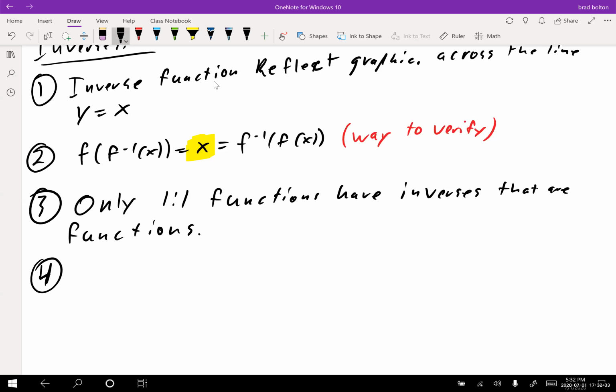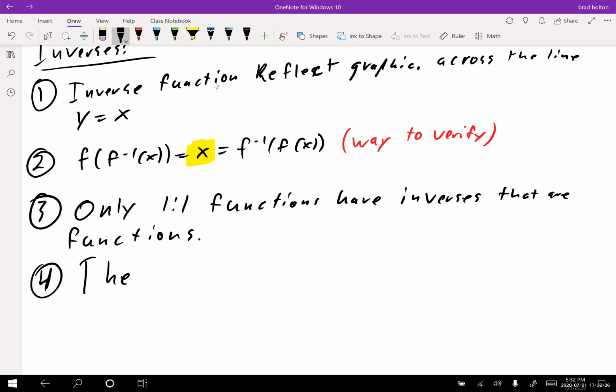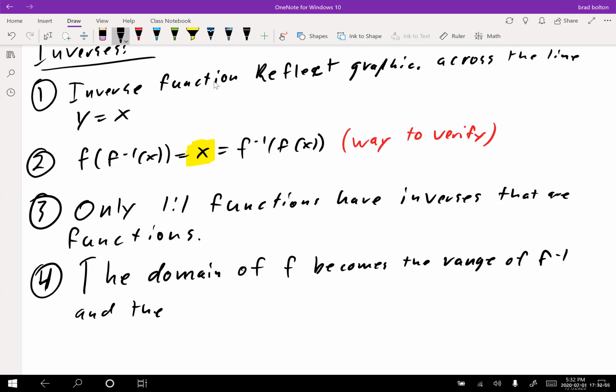Another fact, we know that the domain of f becomes the range of f inverse, and the range of f becomes the domain of f inverse. So basically the domain and range flip-flop for f and f inverse. So this is quite a few little things about inverse functions.